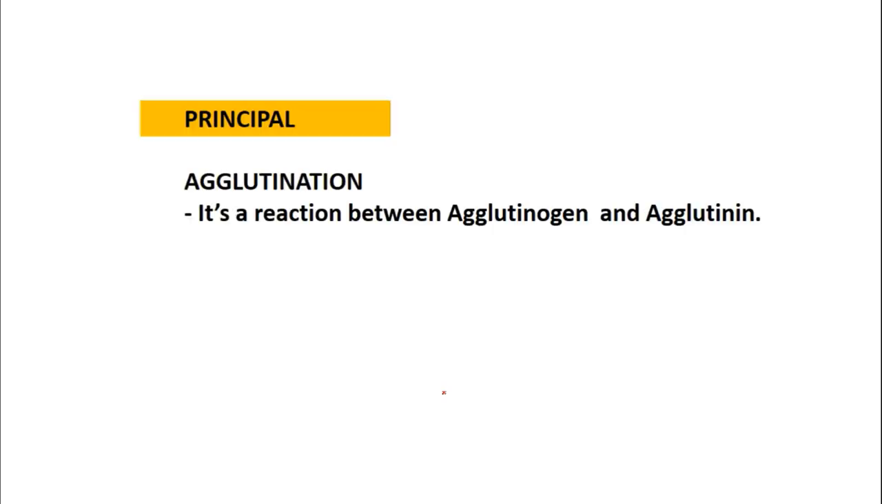Hello everyone, this is a practical session of blood grouping. Principle of blood grouping: agglutination. Now what is agglutination? It's a reaction between agglutinogen and agglutinin. Here the agglutinogen means antigen and agglutinin means antibody. But in the blood grouping system, we use the words agglutinogen and agglutinin instead of antigen and antibody.